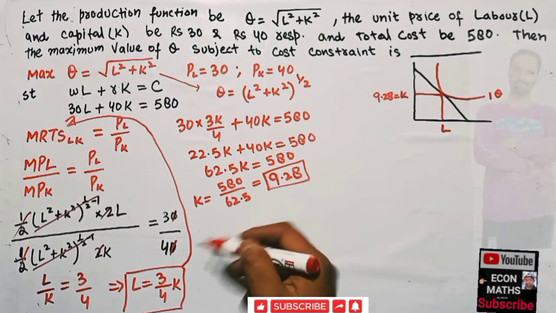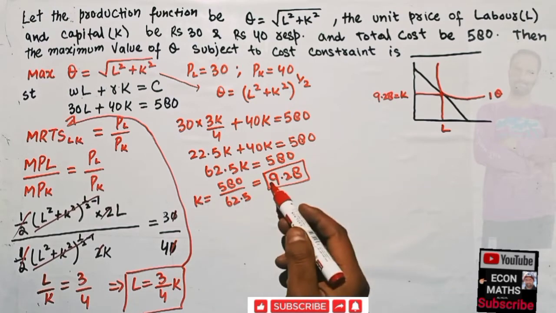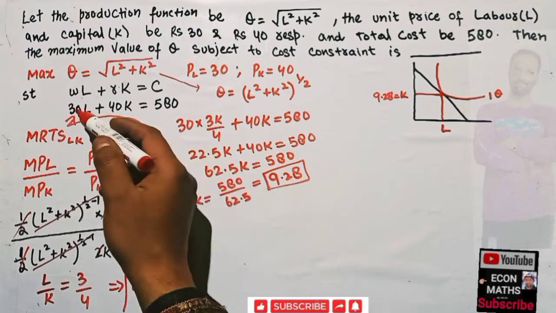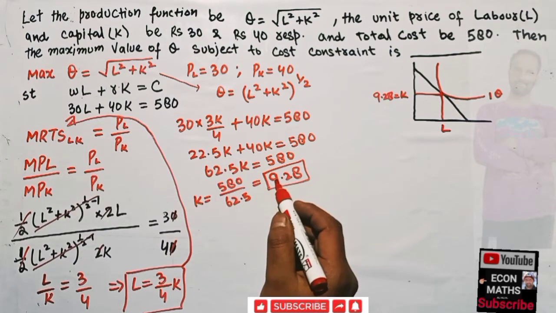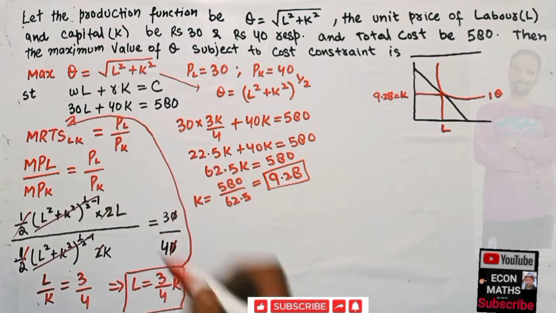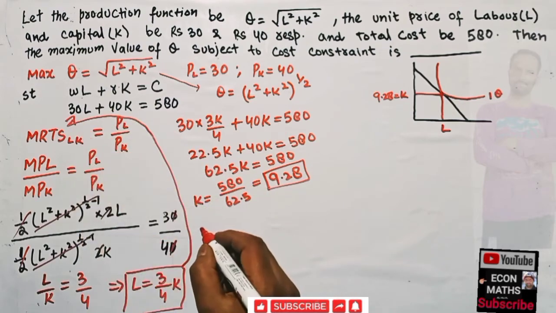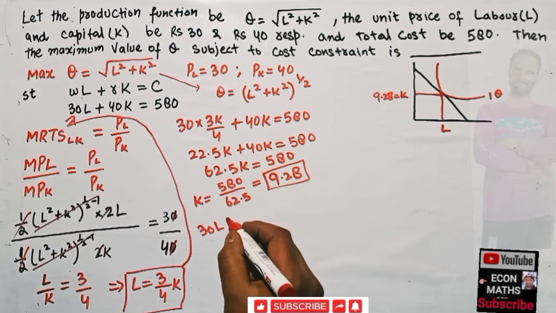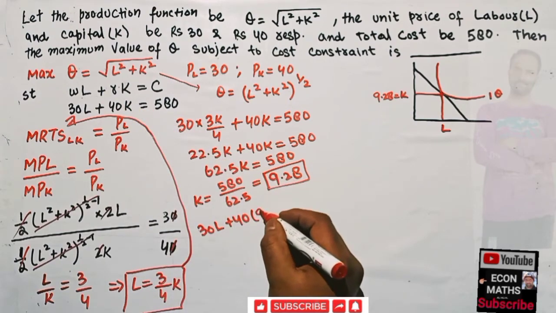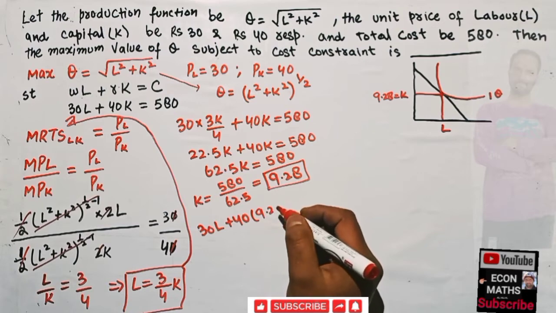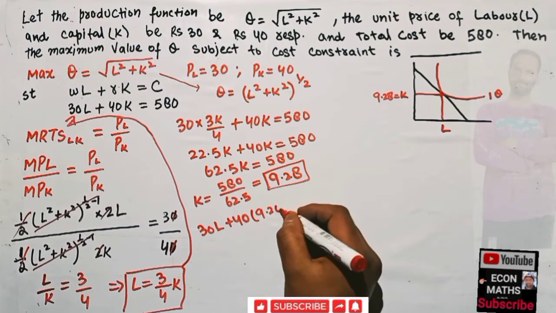Now to get the value of L, just plug K = 9.28 again in the cost constraint. So we have 30L plus 40 in place of K, we have 9.28.